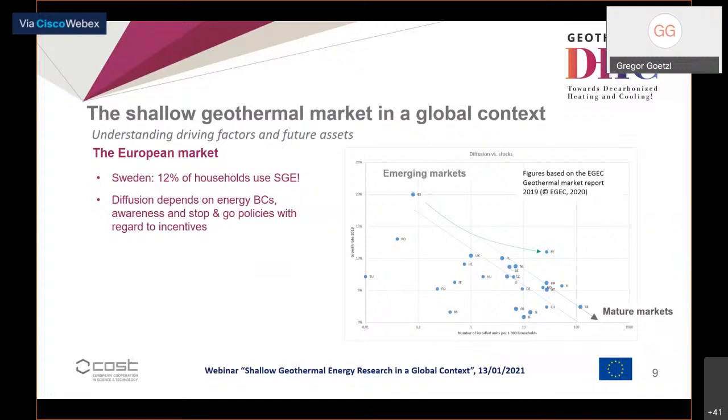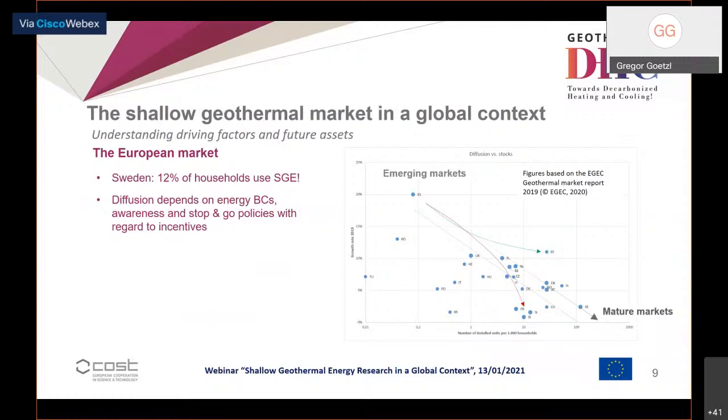And of course, how shallow geothermal develops is strongly depending on the boundary conditions. So what is the price for competitive heating sources like fossil fuels? How is taxation on energy, on electricity? And it can lead to supportive or to less supportive conditions. And it's a very dynamic process. And it's often very much also depending on stop-and-go policies.